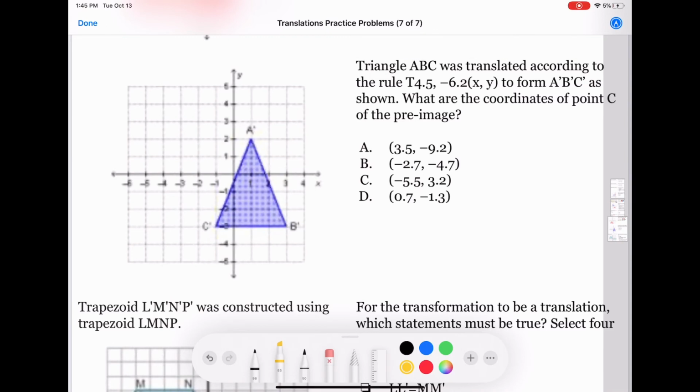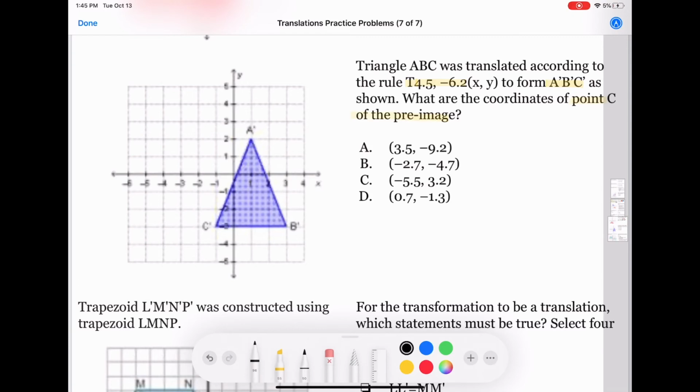Sometimes we're only given our image and not our pre-image, and we're being asked to work backwards to find our pre-image. This is an example of that type of problem. This problem states the triangle ABC was translated according to the rule, add 4.5 and subtract 6.2 to form the image A prime, B prime, C prime. We are being asked to identify what are the coordinates of point C of the pre-image.